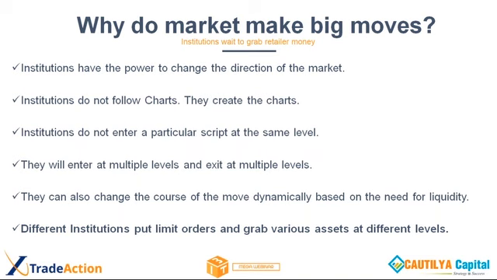So this is how they will mask the entries and exits. They create all kinds of confusion, so people don't know what their plan is. And they can dynamically change the course. See, not every institution can move the market all the time. There are some institutions which can move the market at a particular point of time, depending upon the liquidity, depending upon the war between two institutions.